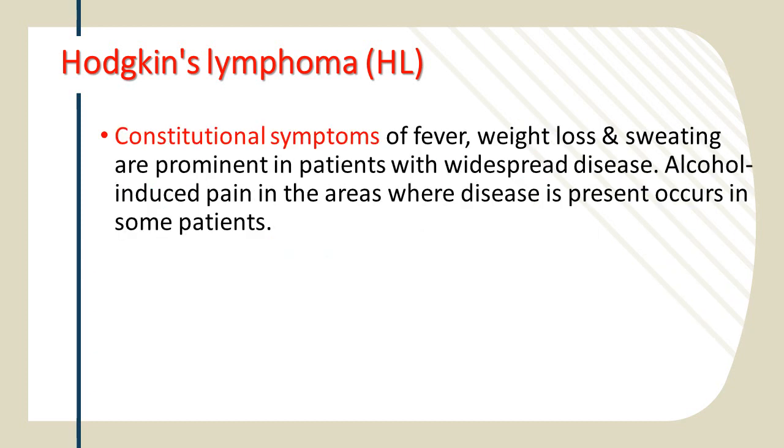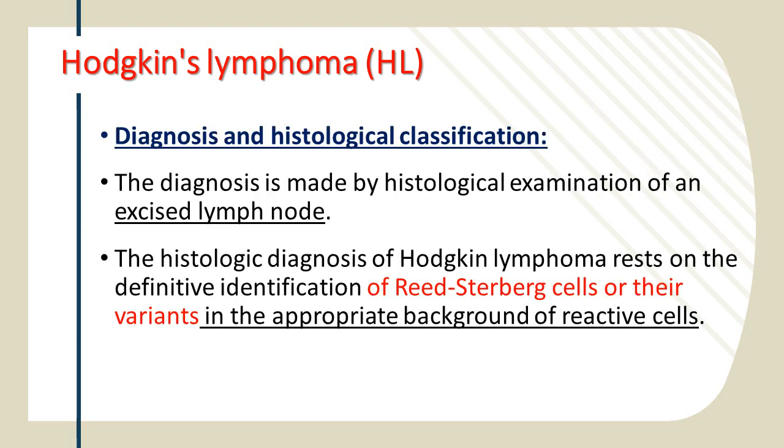The constitutional symptoms, such as fever, weight loss, and sweating, are predominant in patients with widespread disease. In addition, alcohol-induced pain in the areas where disease is present occurs in some patients. The diagnosis and histological classification are made by histological examination of an excised lymph node.